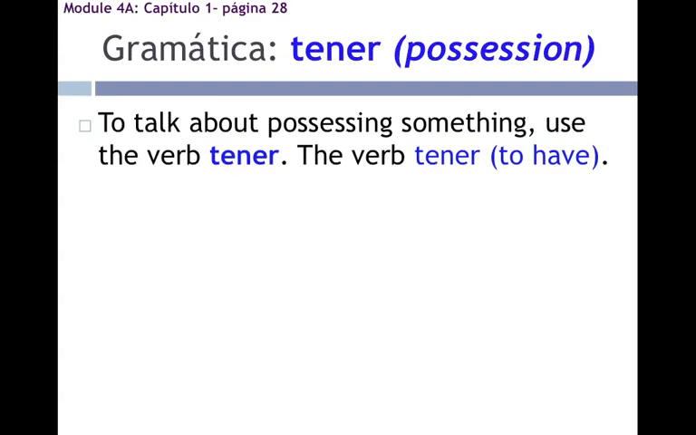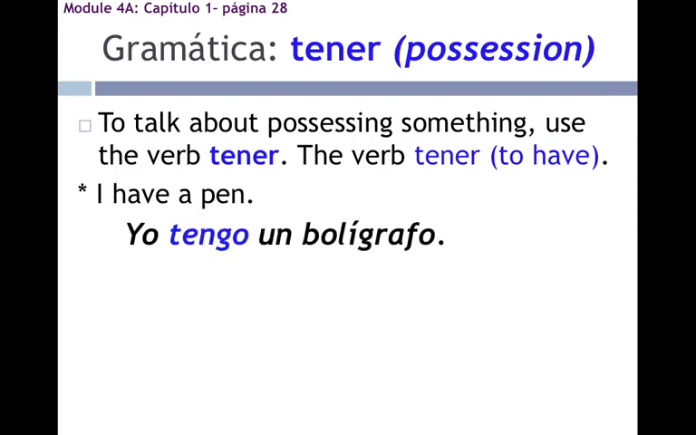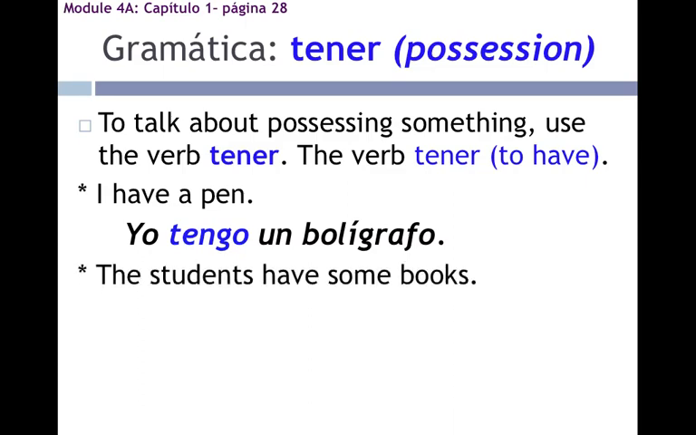Let's talk about tener as it's used with possession. To talk about possessing, owning something, use the verb tener. The verb tener means to have. Por ejemplo, ¿cómo se dice I have a pen? Yo tengo un bolígrafo. ¿Cómo se dice the students have some books?